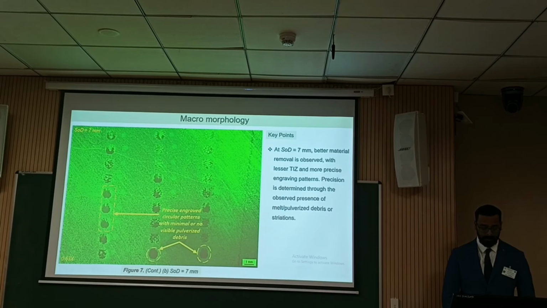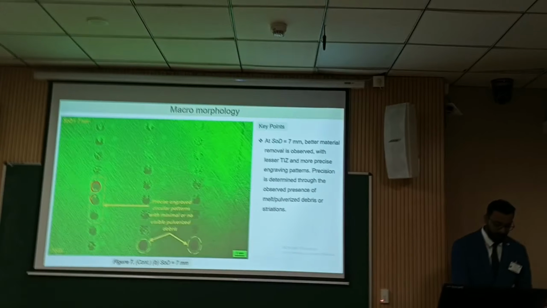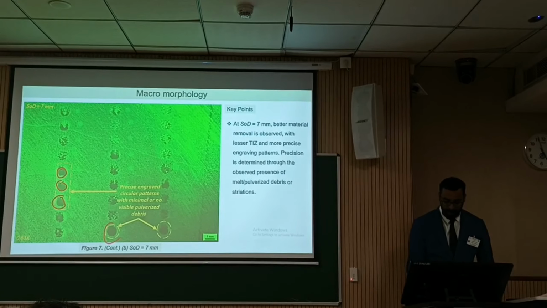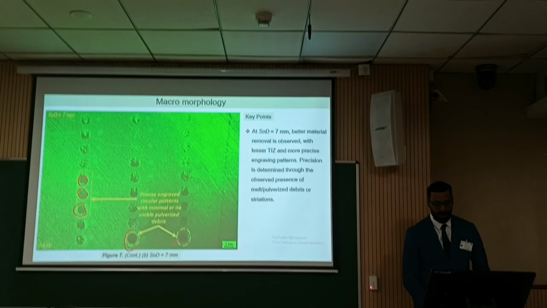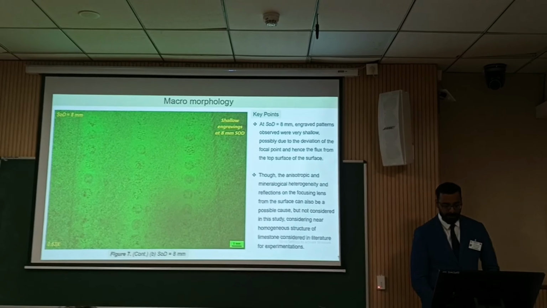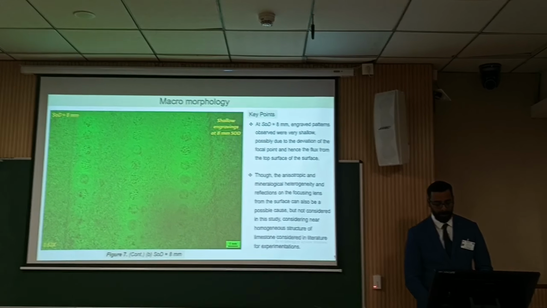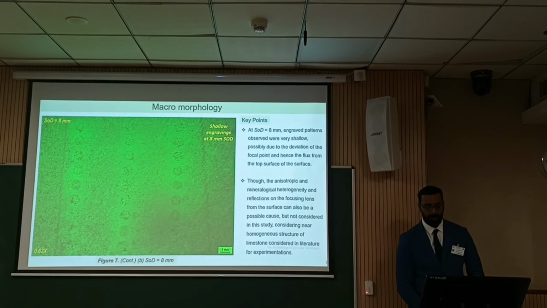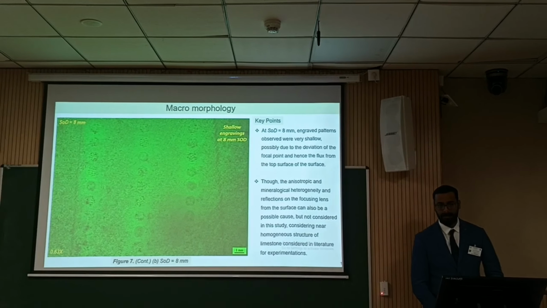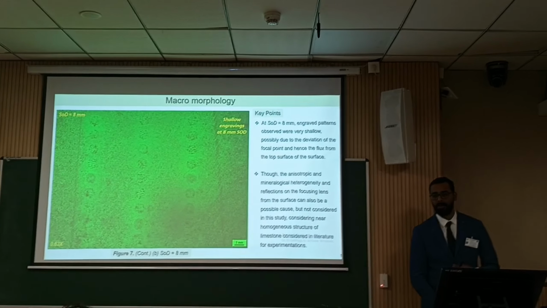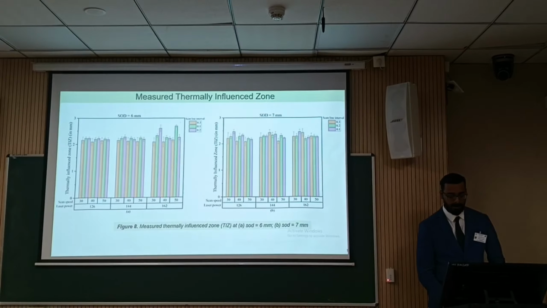Next is at 7 mm, where the maximum amount of the circular patterns were observed, cleaner engraves were observed, and we had more precise formation of the engraves with minimal TIZ values. We measured the TIZ values as well. At 8 mm, we had defocusing of the lens, and due to the lesser heat flux accumulation at the top surface of the material, we had shallow engravings. We do acknowledge that it can be due to the rock heterogeneity, anisotropic property, or the reflection from the material top surface on the lens.